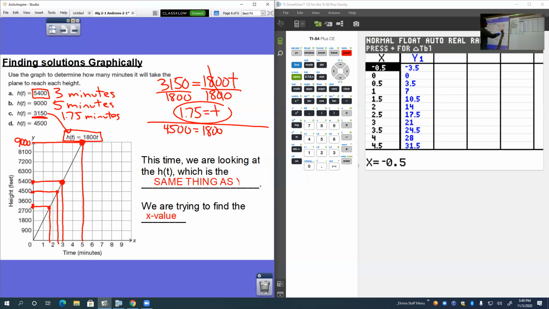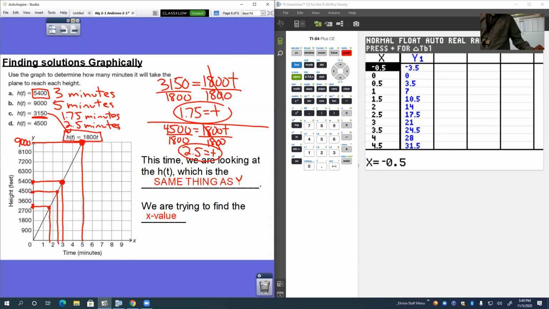4,500 equals 1,800 t. Divide by 1,800, divide by 1,800. 4,500 divided by 1,800. Oh, I'm a good guesser. It is exactly 2.5. So this would be at 2.5 minutes. But again, sometimes they make you look at the graph and just look where it is from the graph. This time we're looking at the h of t, which is the same thing as the y, right? We're trying to find the x value.